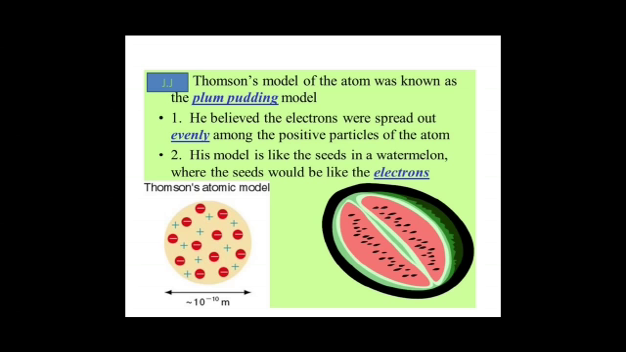After Goldstein discovered protons, J.J. Thomson proposed a model of an atom. This was known as the plum pudding model. J.J. Thomson's model of the atom was known as the plum pudding model. He believed the electrons were spread out evenly among the positive particles of the atom. His model is like the seeds in a watermelon, where the seeds would be like the electrons.